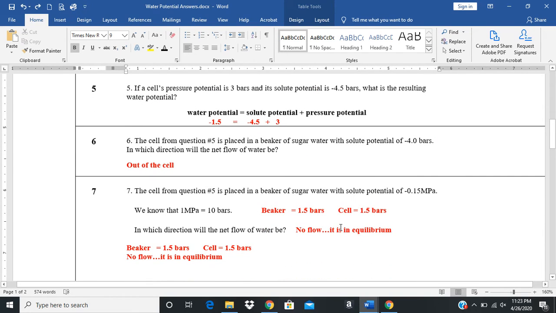Now you take that same cell. Now you put it in a beaker of sugar water that's negative 0.15 megapascals. Now we know that 1 megapascal is 10 bars. So if you do your math, that's equal to 1.5. Multiply by 10, move your decimal. So that beaker is 1.5, the cell is 1.5. There's no net flow of water, because they're in equilibrium with each other.